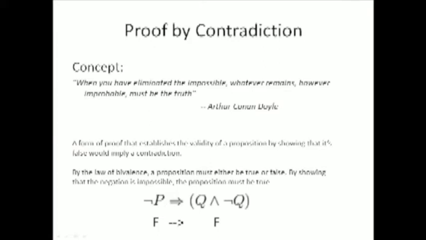Arthur Conan Doyle said, "When you have eliminated the impossible, whatever remains, however improbable, must be the truth." The concept of a proof by contradiction is, by using a proposition's negation, we can show the validity of that proposition. A more in-depth explanation states that because the statement Q and not Q is a contradiction whenever Q is a proposition, we can prove that P is true if we can show that not P implies Q and not Q is true for some proposition Q. This type of proof is called a proof by contradiction.